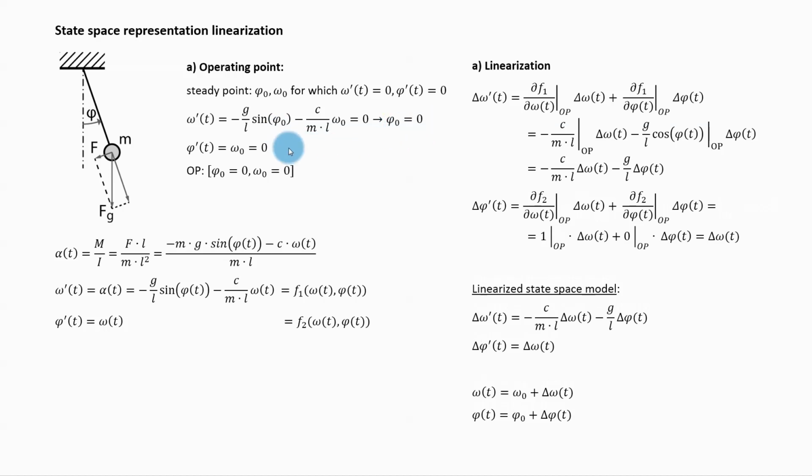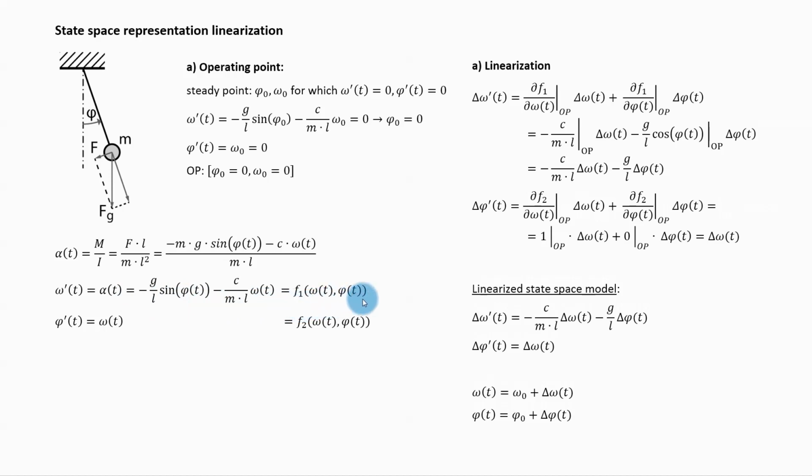Therefore, from here I can pick the operating point at the state where my angle is equal to 0 and the angular velocity of the pendulum is equal to 0. And now that I have the operating point, I can proceed with the actual linearization. I will start with the linearization of this first state equation.